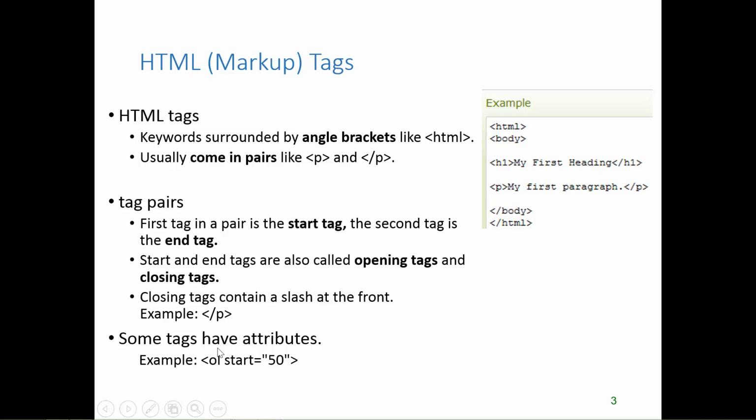Some tags have attributes. In fact, most tags have a set of attributes, almost like objects have attributes in Python that are associated with them. For example, here's a tag for an ordered list. An ordered list is a numbered list. And this attribute allows you to set the start of the numbered list. So you don't always have to start with 1.